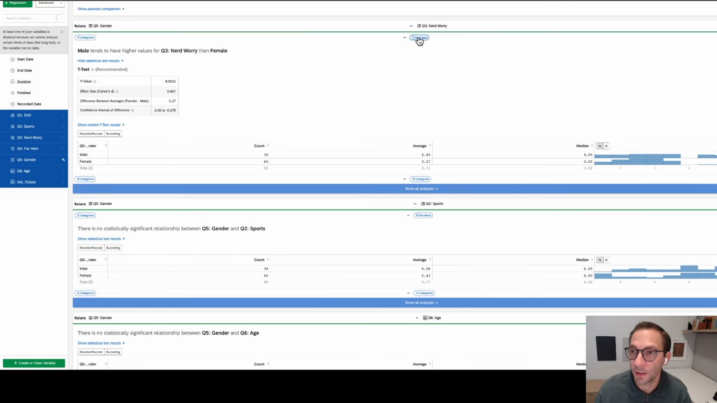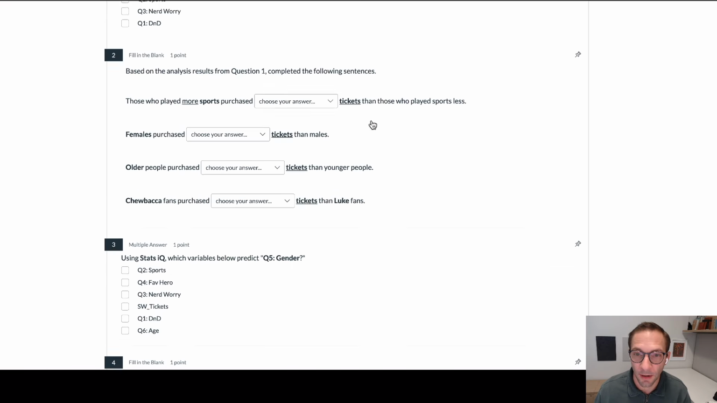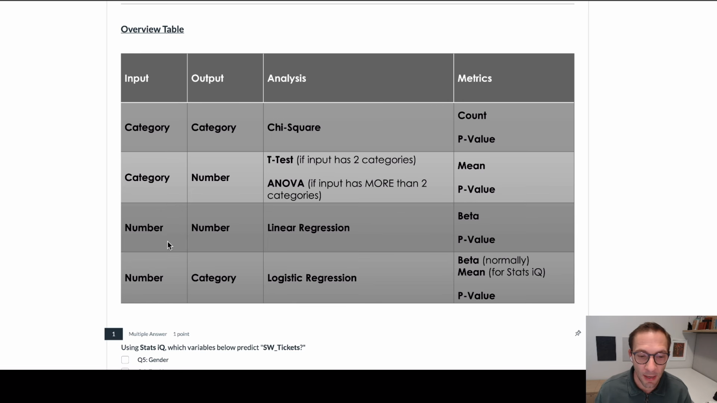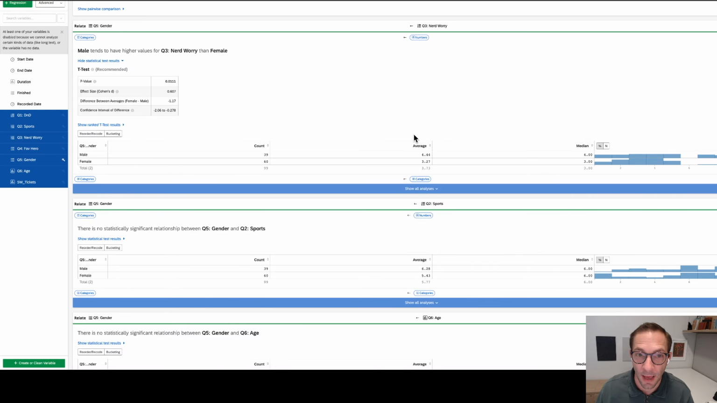Since our input, though, is nerd worry, looking over here at our overview table, I see nerd worry. Our input is a number. Our output is gender, which is a category, which means I'm running a logistic regression. So since we're using Stats IQ and most AI, we're going to be dealing with averages for this one and p-values, of course. Okay, so I have an average here for male that's higher than female. I know that's significant. Since my input is this number, I'd say, okay, the more that they're worried about being nerds, the more likely it is that they're male, because this one has a higher average than female.